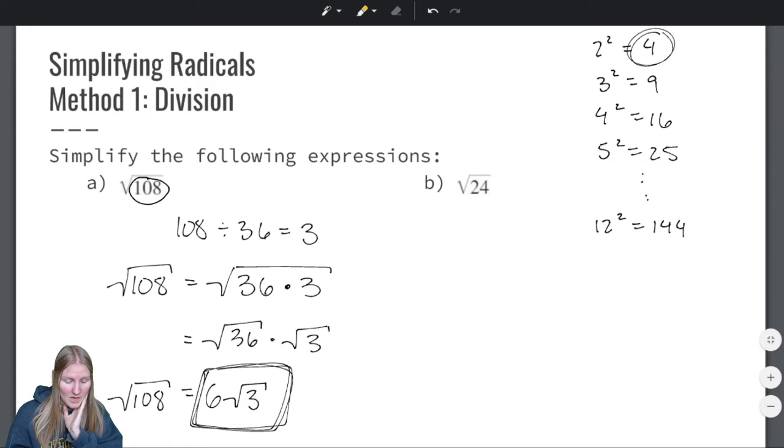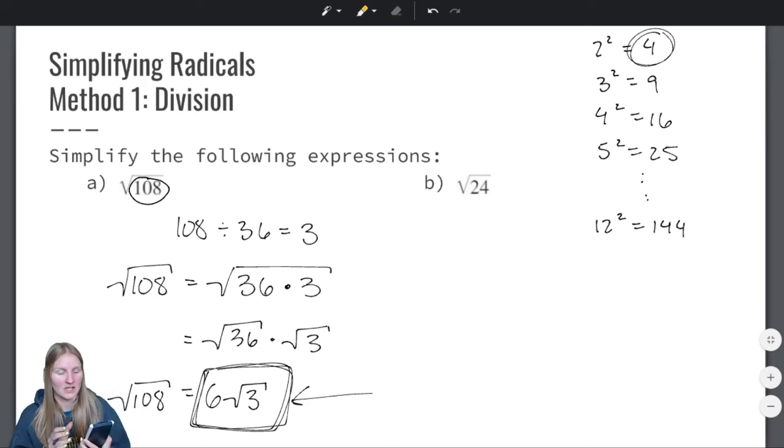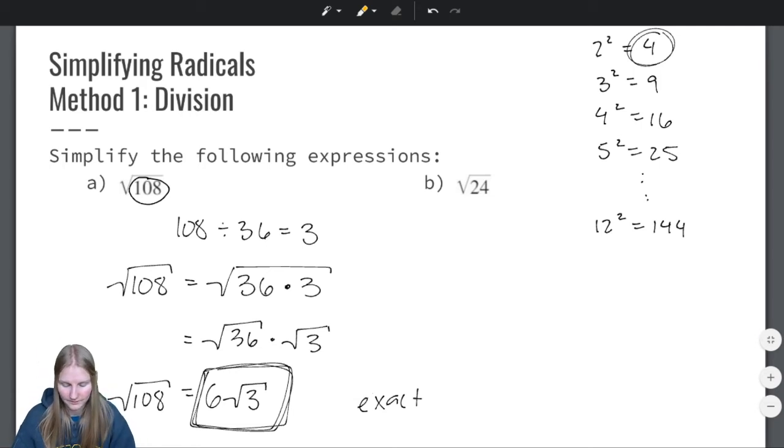Now, simplifying radicals are very helpful because this gives us an exact answer. If I typed in the square root of 108 into my calculator, I could get a decimal, but I don't want a decimal. I don't want 10.392 sometimes, because that's an approximate answer. When I get a big long decimal, that gives me an approximate answer. This is an exact answer. So, exact answers are good.